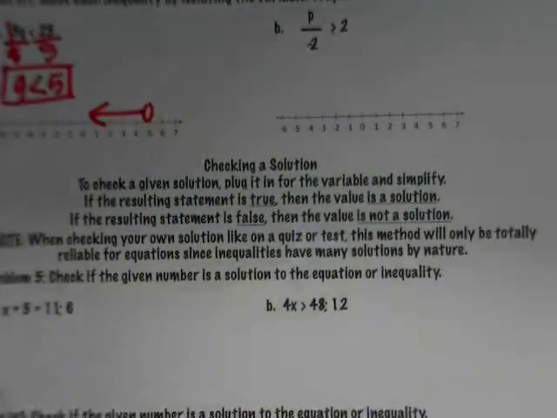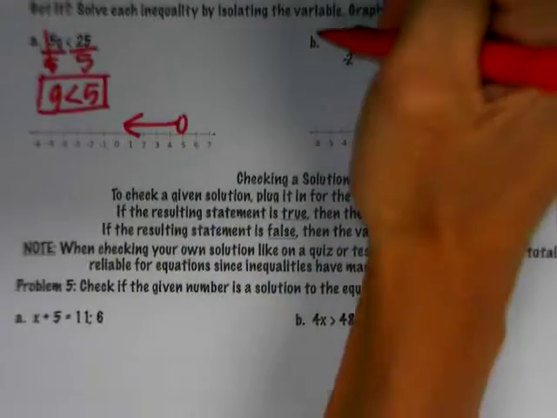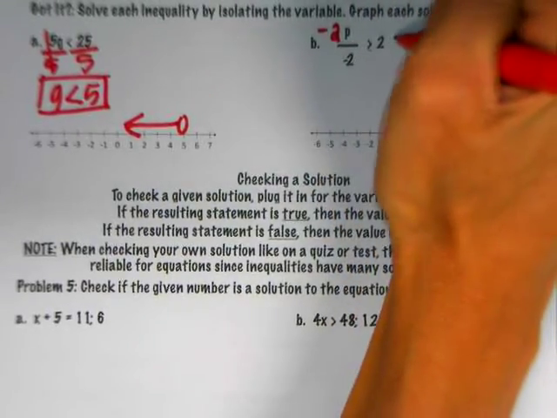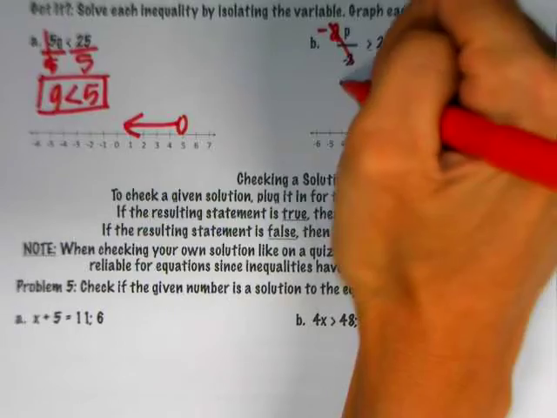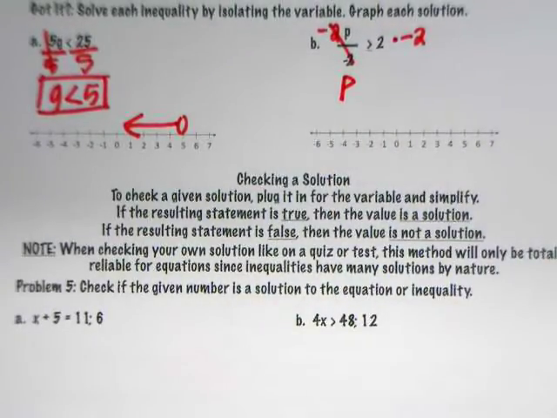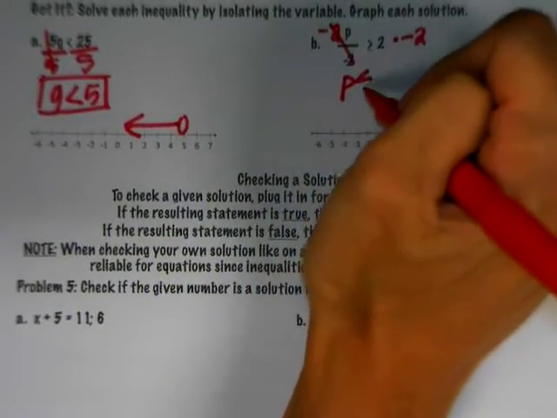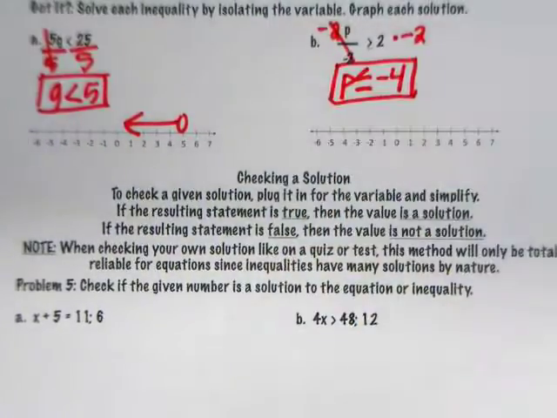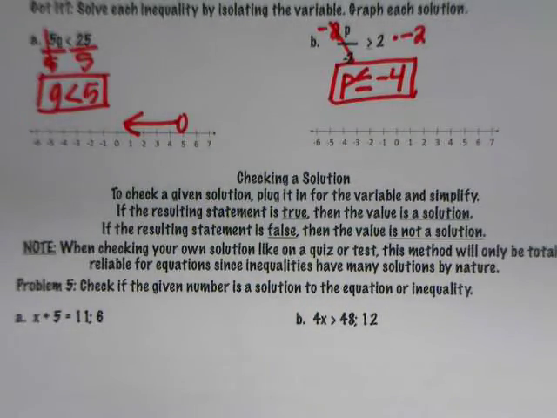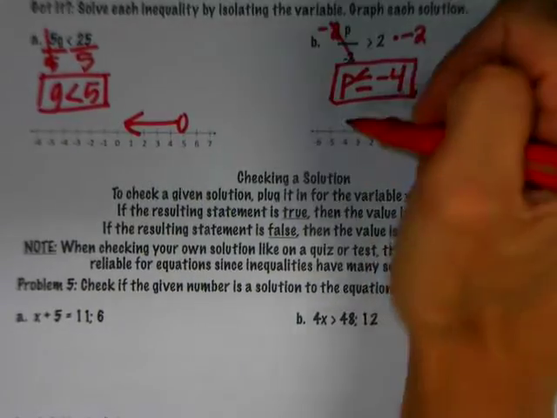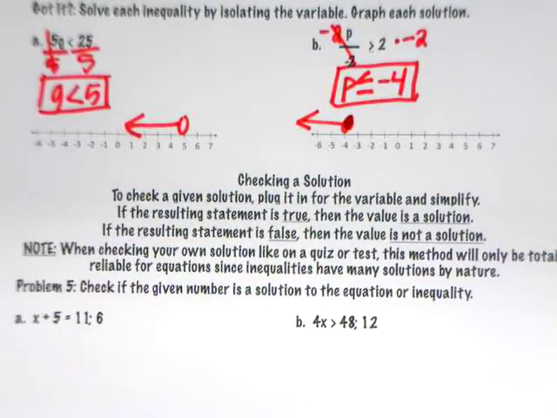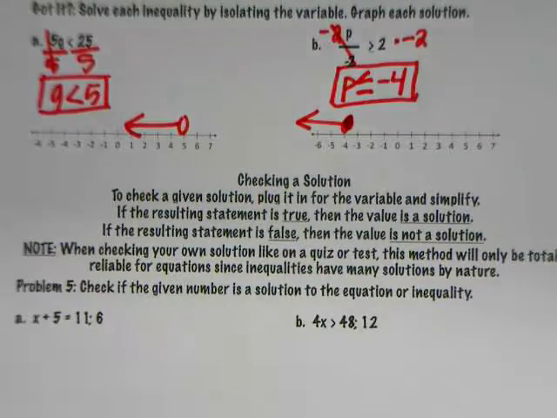Okay, and then on this next one, what divided by -2 is 1? -2. Since I'm dividing or multiplying by a negative, what do I have to do? Switch it. Yeah, so that's now going to become a less than or equal to. It's only when you multiply or divide by a negative number. That's the only time you have to worry about it. So now you should have a closed dot at -4 going to the left. Any questions?